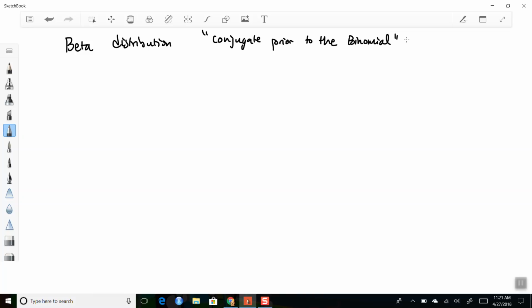And this is true, and this is often how people will describe what the beta distribution is. But it's not very illuminating, in my opinion, unless you're familiar with all of this stuff. So I like to think of a beta distribution as a distribution over probabilities.